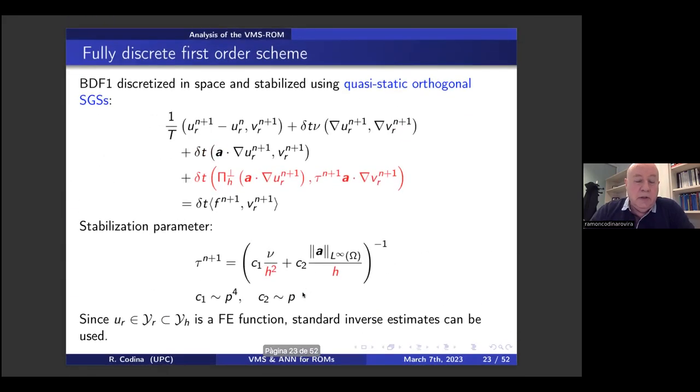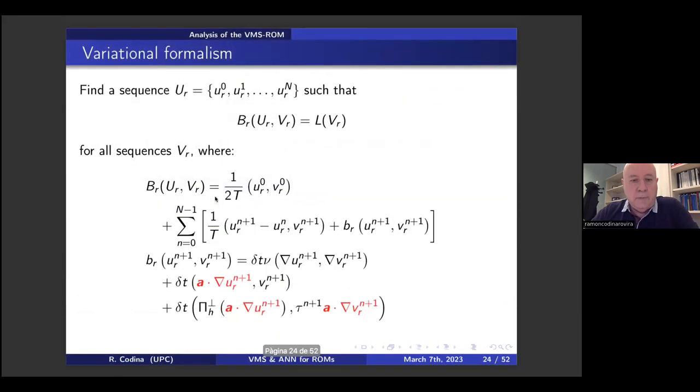And this, by the way, the model again is exactly the same for the ROM and for the FOM. So the idea now is to analyze the FOM. And also let me stress that we use H. Here H is the size of the finite elements. And we use this expression for the ROM problem, for the reduced order model problem.